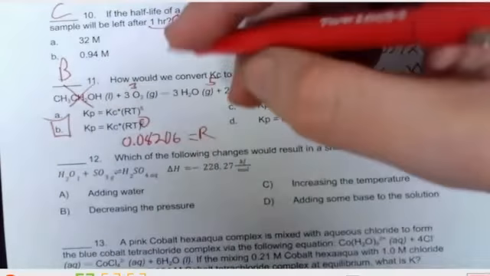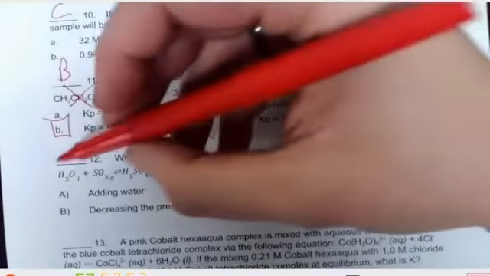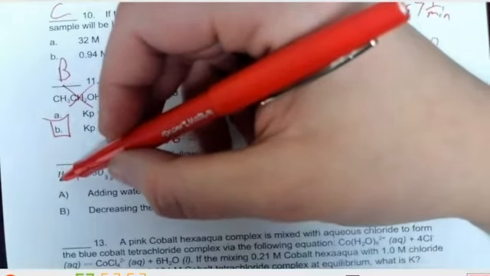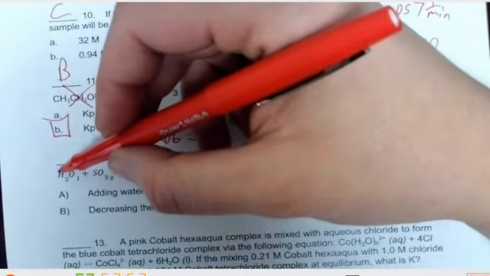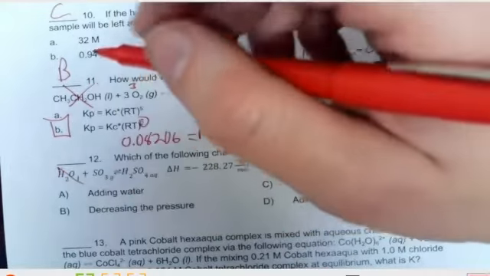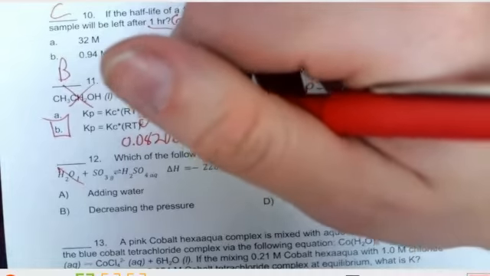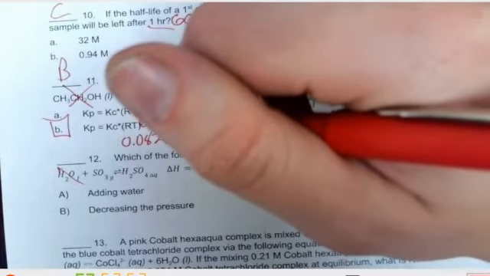Which of the following changes would result in a shift to more products? We can't really include water because water's not in the K expression. So adding water is not really going to change things.